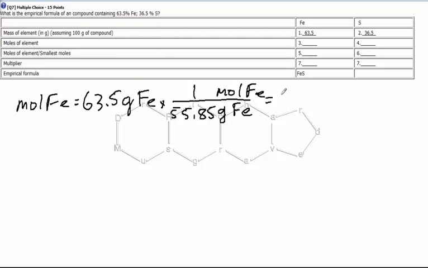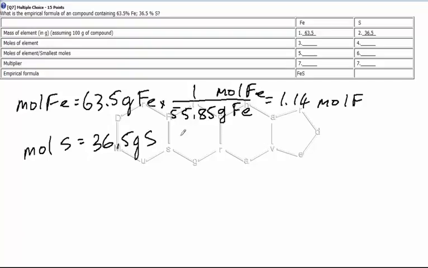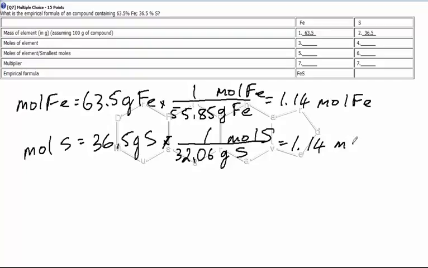And that's going to come out to be 1.14 moles of iron. Do the same thing on the sulfur, and that's going to be 36.5 grams of sulfur times, and we'll have grams of sulfur on the bottom, moles of sulfur on top, and 1 mole of sulfur, 32.06 grams of sulfur. That's the atomic weight.